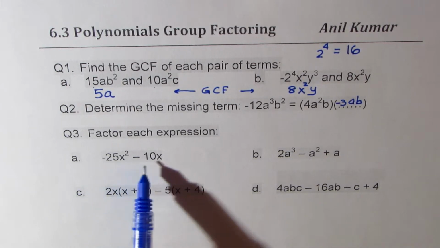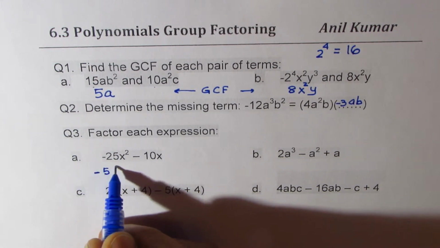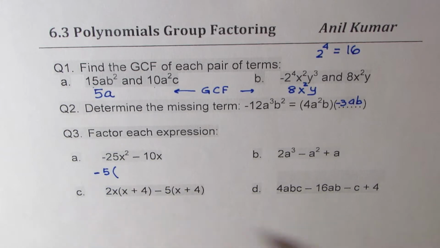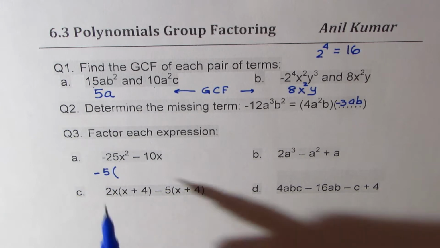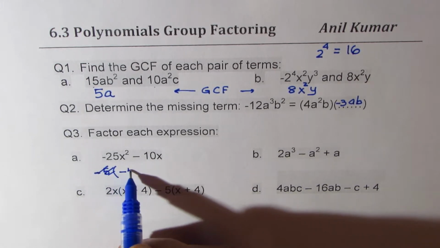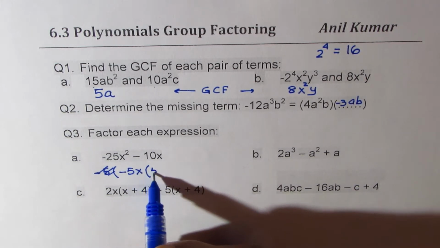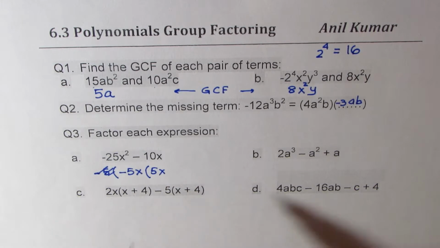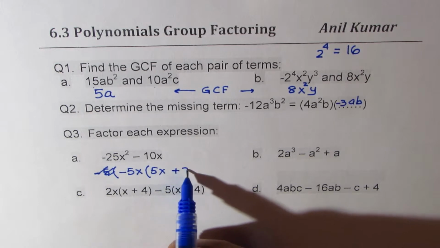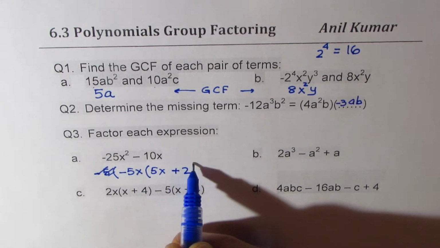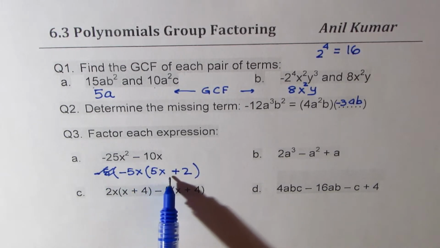Minus 25x square minus 10x, we can take minus 5 common. Dividing minus 25 by minus 5 gives us 5, but we see also that x is common. So actually, I should take minus 5x as a common factor, and then I get 5x for the first term, and here if I divide minus 10 by minus 5, I get plus 2. And dividing x by x is just 1. So the factored form is minus 5x times 5x plus 2.